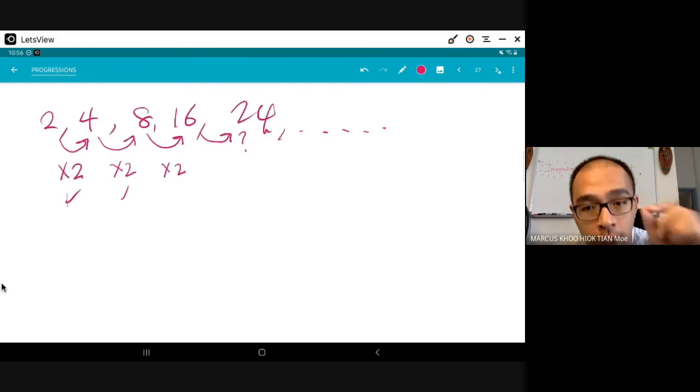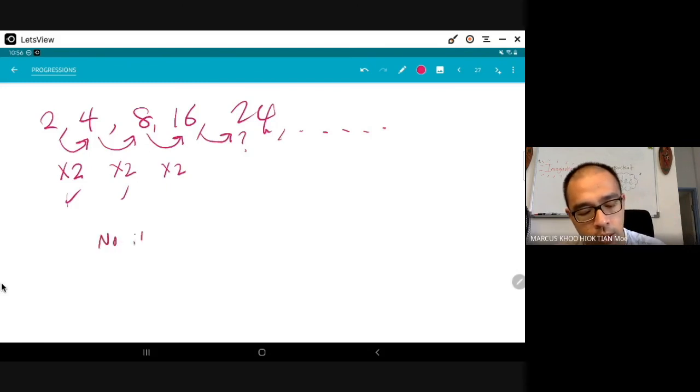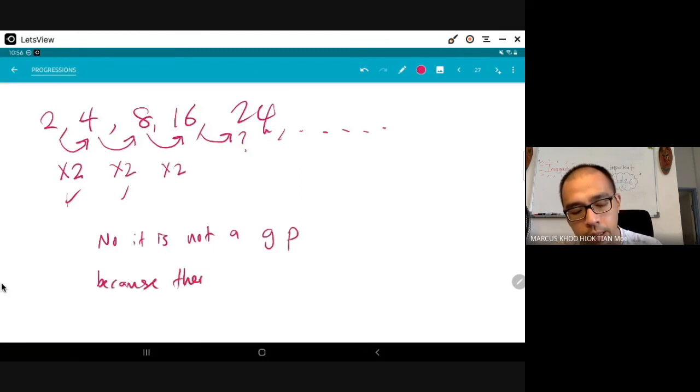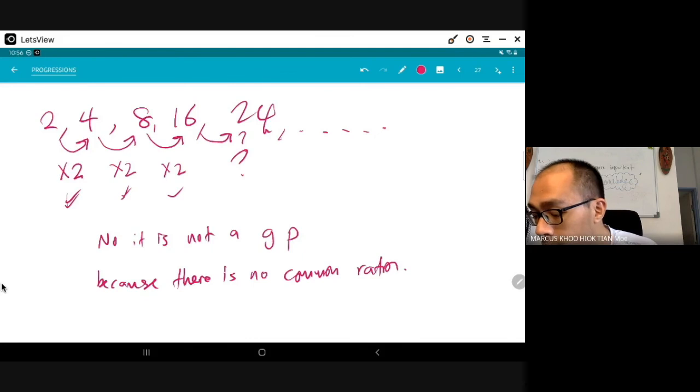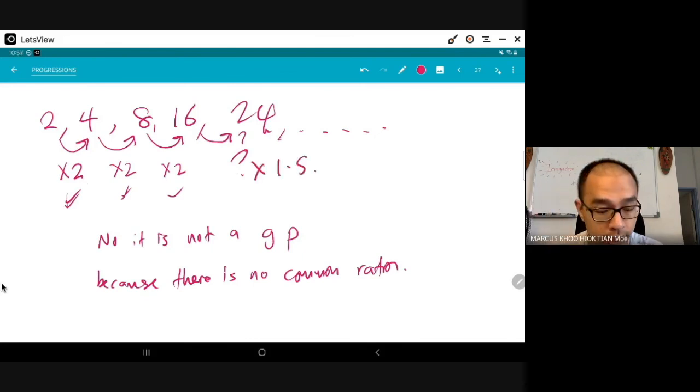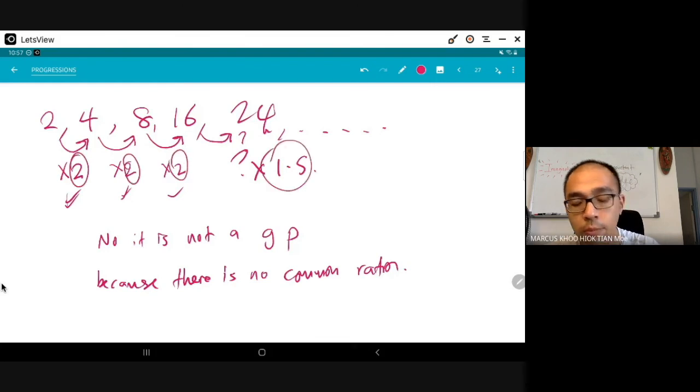So if it is not a geometric progression, how do you write? You say, no, it is not a geometric progression because there is no common ratio. This one is 2, 2, 2, and then this one is suddenly something else. This is actually times 1.5. So the common ratio is not the same. 2, 2, 2, and then suddenly 1.5. So it's not a geometric progression.